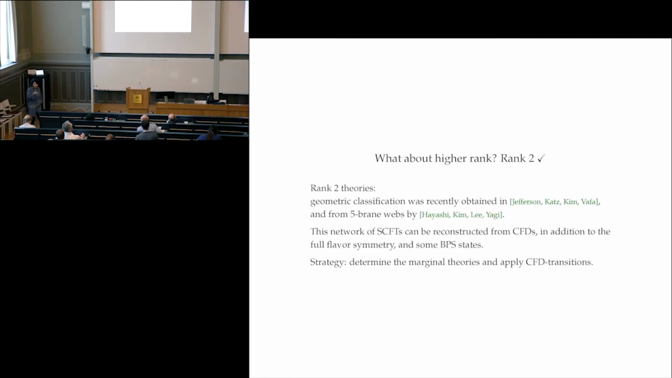And luckily, recently, the rank 2 theories were classified geometrically in this paper here, and then from (p,q) 5-brane webs by this group here. I think Kim Yong-lee is somewhere here in the audience too. Anyway, so there's also a network of theories that is known, and there's some weakly coupled gauge theory descriptions for these. So our strategy will be to run the same sort of algorithm: find the marginal CFDs for rank 2 theories, as well as then apply the CFD transitions, and in this way map out all the theories in rank 2.